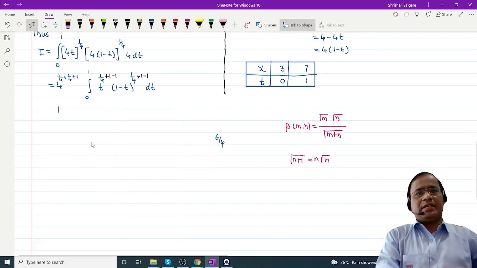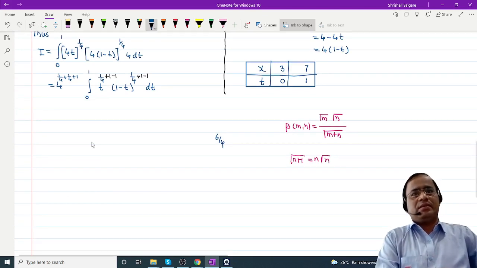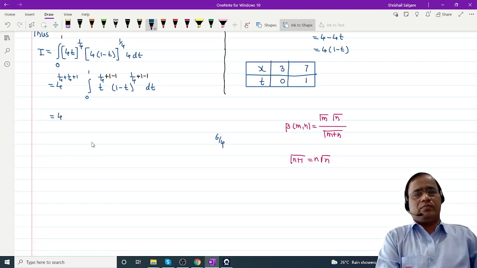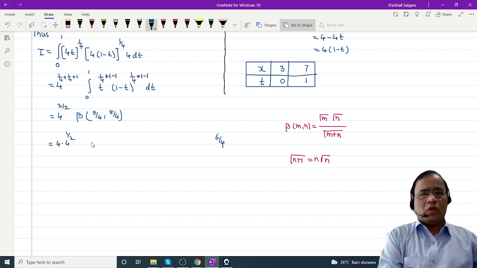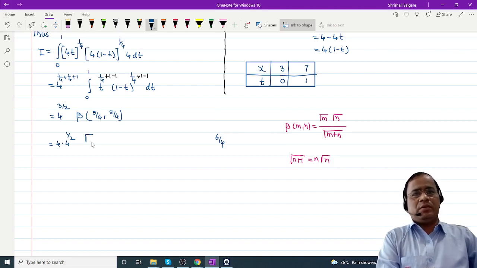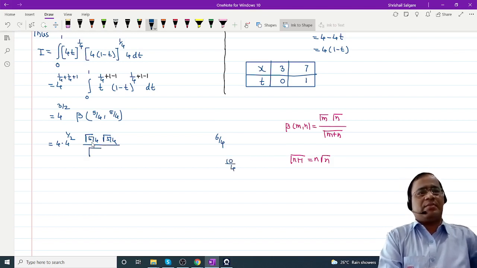Okay. So this can be written as 4 raised to 2 by 4, which means 1 by 2 plus 1. Is it okay? And this is beta of 5 by 4 and 5 by 4. So further, this can be written as 4 into 4 raised to 1 by 2, gamma of 5 by 4, gamma of 5 by 4 divided by gamma of 5 by 4 plus 5 by 4. That comes as 10 by 4, and 10 by 4 means 5 by 2. Is it okay?